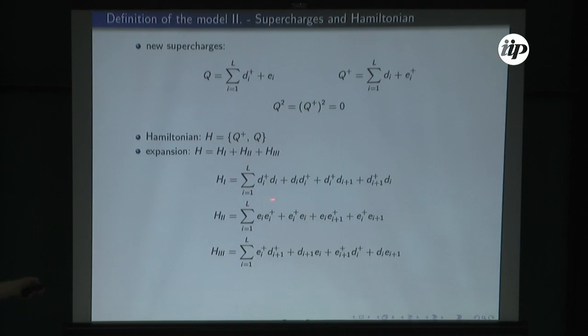H2 is the same kind of expression as H1. The only thing is that now all the fermion terms are exchanged with the other terms. So it's the identical expression after exchanging D with E. And there is an H3, which is like a mixed term. I will explain the terms also in this.